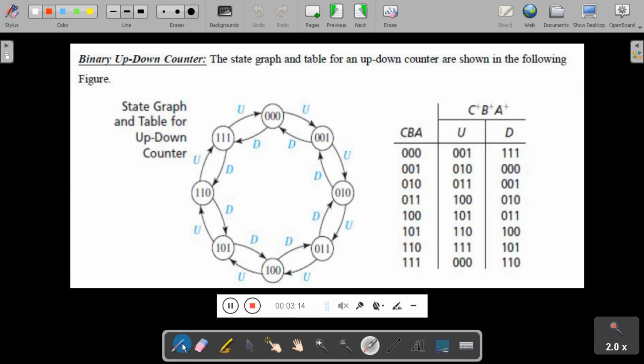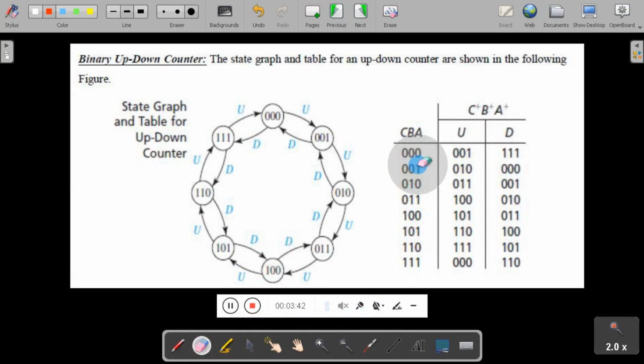When U is equal to 1, it works like an upward counter. When U is equal to 0 and D is equal to 1, it works like a downward counter. So in the next slide, we will see how to design mod 8 counter by using this truth table.